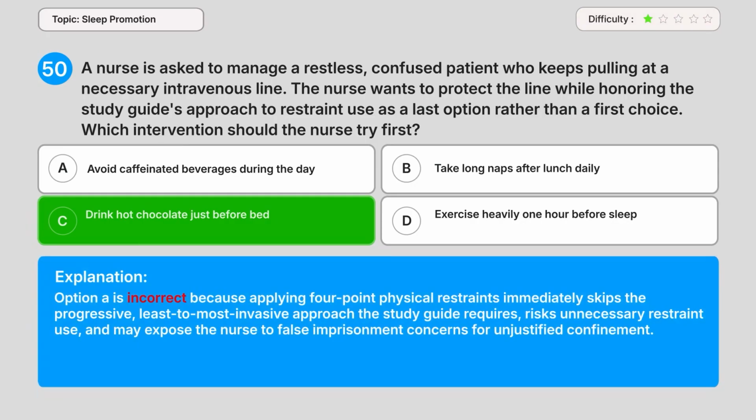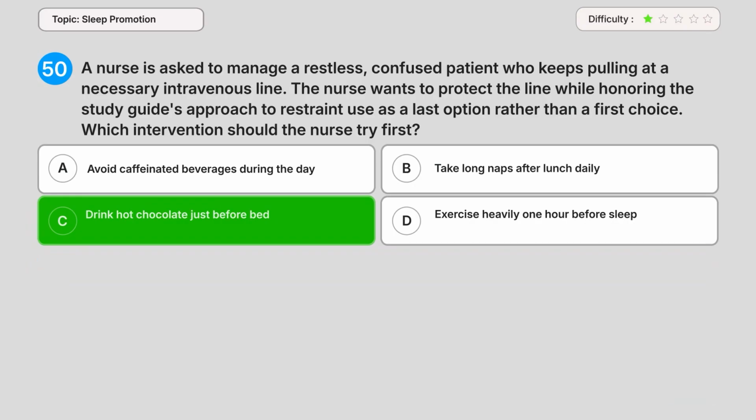Option A is incorrect, because applying 4-point physical restraints immediately skips the progressive, least to most invasive approach the study guide requires, risks unnecessary restraint use, and may expose the nurse to false imprisonment concerns for unjustified confinement.